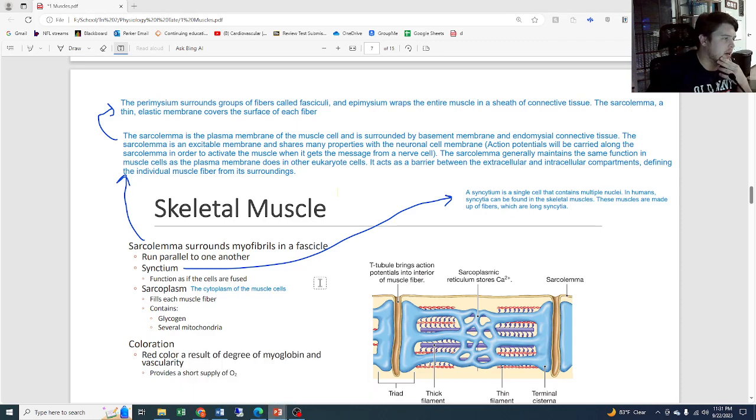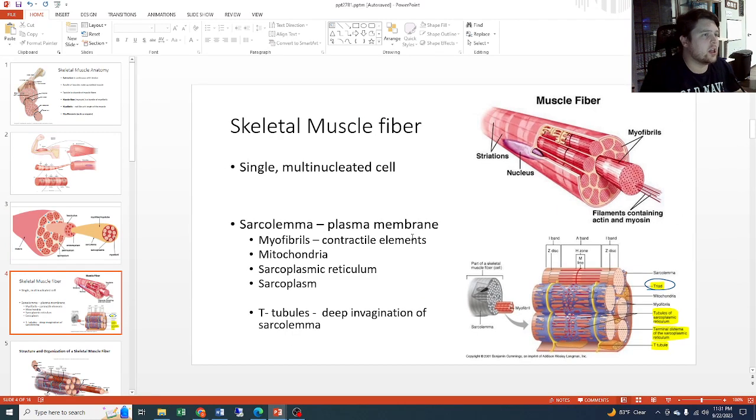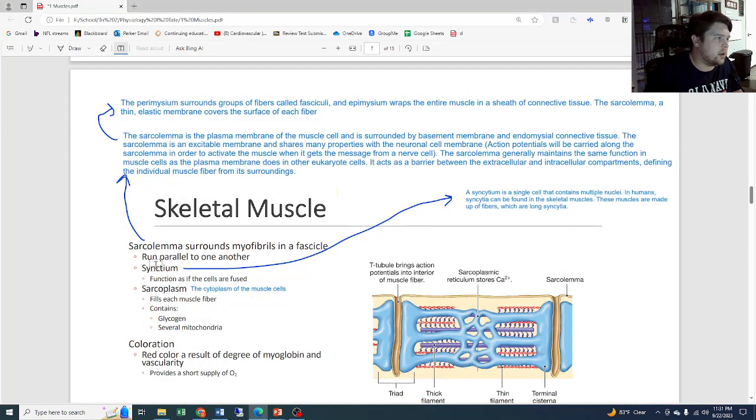So when we talk about the specific skeletal muscle fiber, right? The fiber itself, the muscle fiber, is the same thing as the myocyte or the muscle cell. And that is made up of the myofibrils. There's something called a sarcolemma, okay? The sarcolemma is this plasma membrane all the way around the myofibrils in the fascicle, okay? So it surrounds the myofibrils.